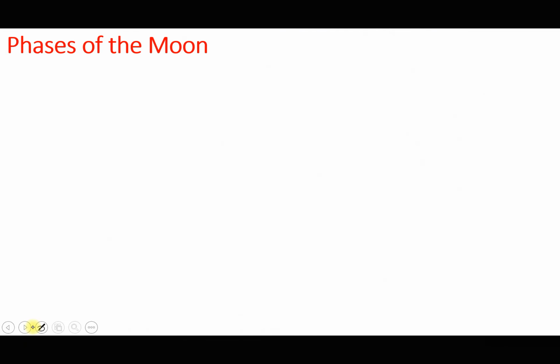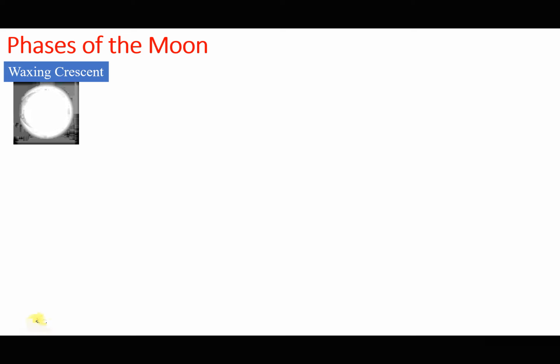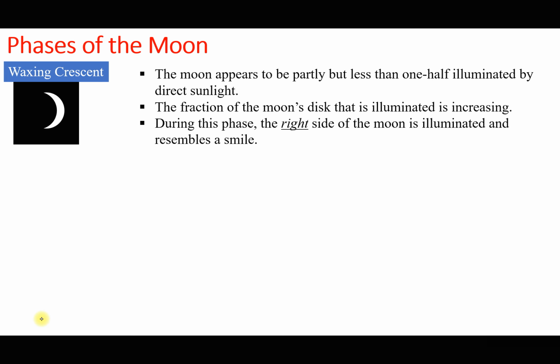For example, after the new moon, we have the waxing crescent, which looks like a smile. Here, the moon has started growing in size. The moon appears to be partly but less than one half illuminated by direct sunlight. The fraction of the moon's disk that is illuminated is increasing. During this phase, the right side of the moon is illuminated and resembles a smile.